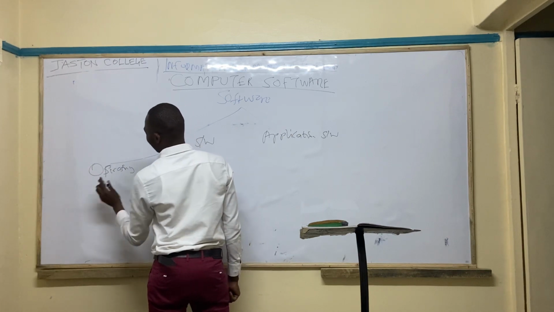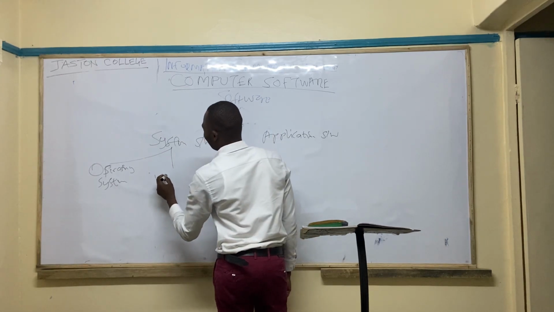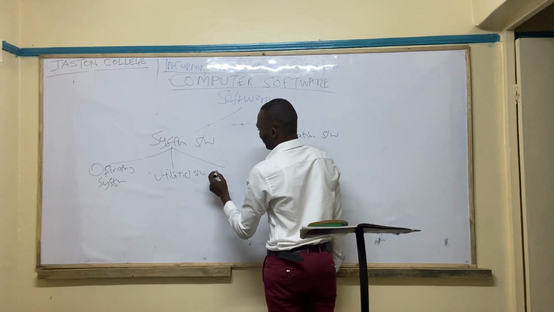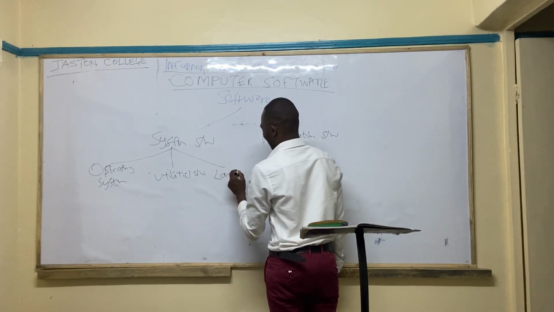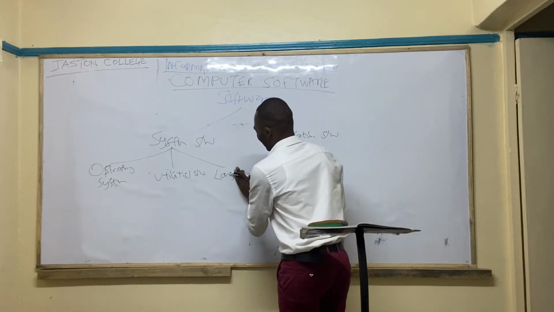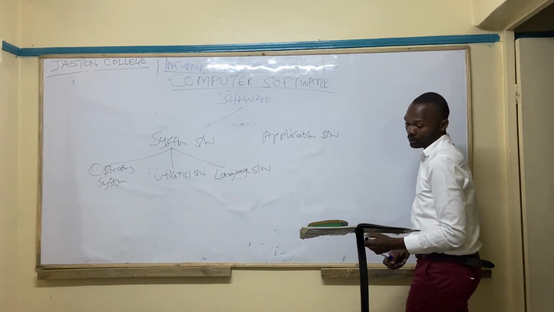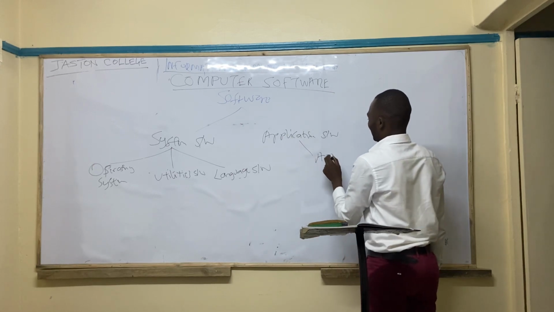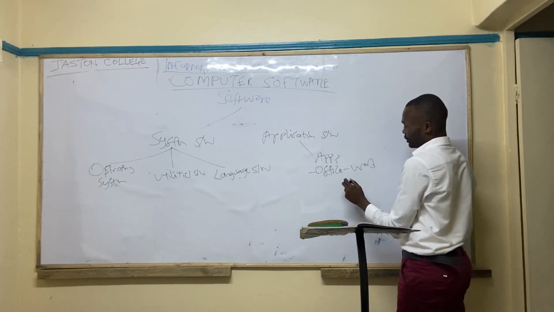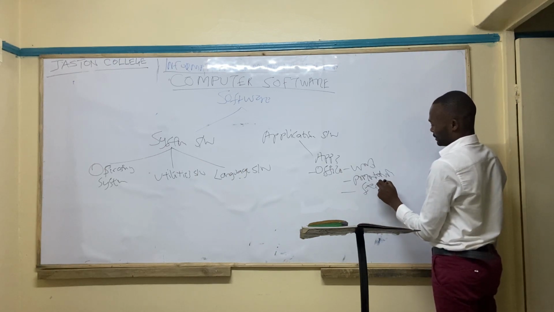Under system software, we have operating system. After operating system, we have utility software. And number three, we have language software. And for application software, we have the apps. They include Office: Microsoft Word, presentation, Excel, etc.